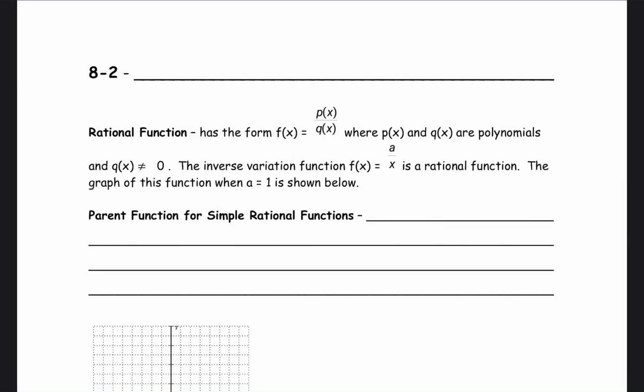All right, guys, we are starting section 8.2, which is to learn how to graph simple rational functions.